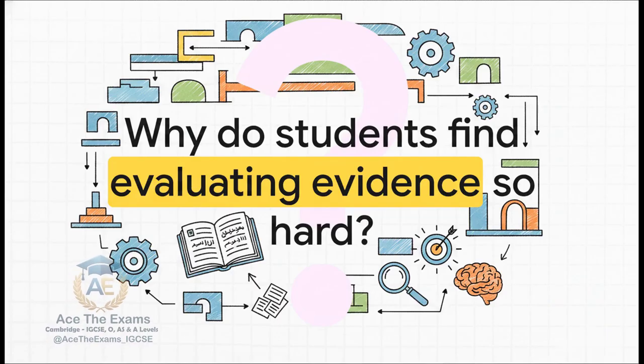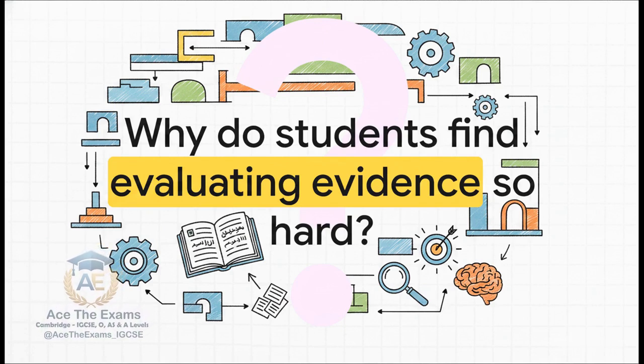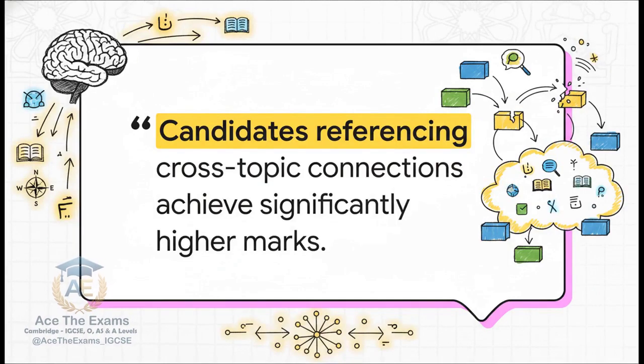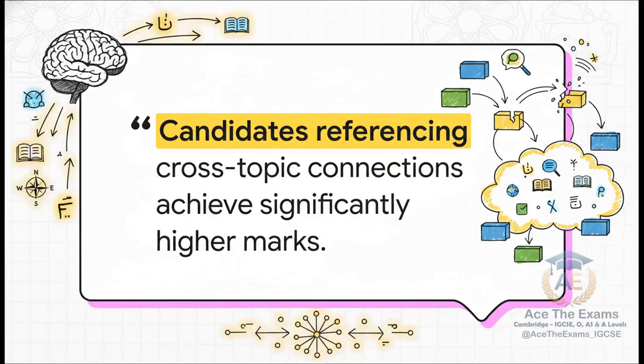Well, the examiner reports are crystal clear on this. It almost always comes down to missing the underlying architecture of the syllabus. You just can't treat topics in isolation. It's like throwing random ingredients into a pan and hoping it makes a cake. It doesn't work. Let's look at what the top-tier candidates are actually doing to fix this disaster. This quote right here is the open secret straight from the principal examiner. Candidates referencing cross-topic connections achieve significantly higher marks.